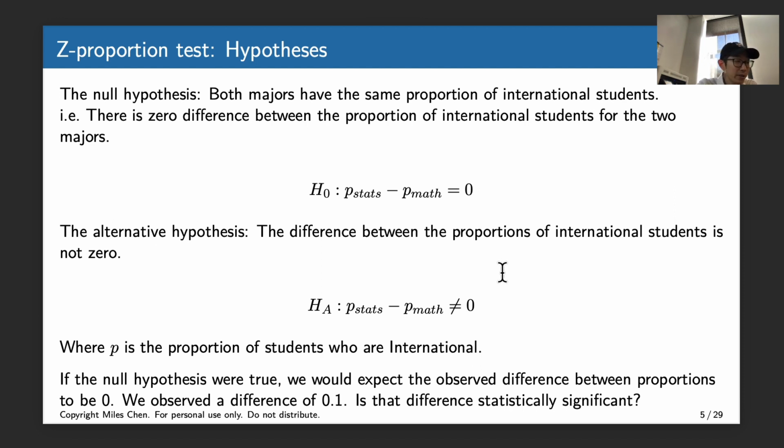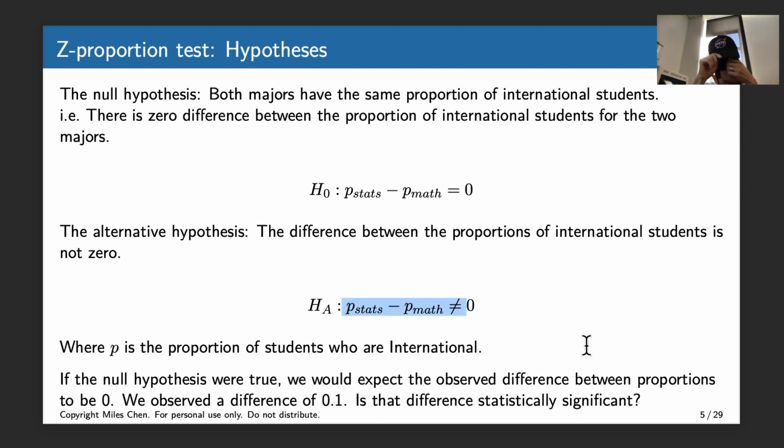The null hypothesis says that our two proportions are the same in the population, that if we were to look at all of the students majoring in stats and all the students majoring in data theory, there's really no difference between them. Our null hypothesis would say the difference in the populations, there's no hats here, just p stats minus p for data theory or math, that difference is zero. There's no difference. The alternative says, oh yeah, there actually is some kind of difference. It's something other than zero.